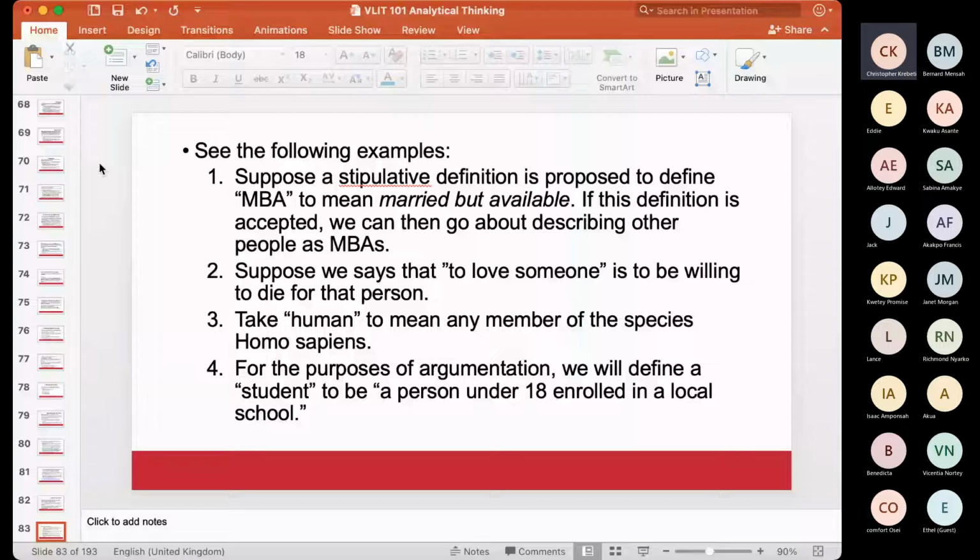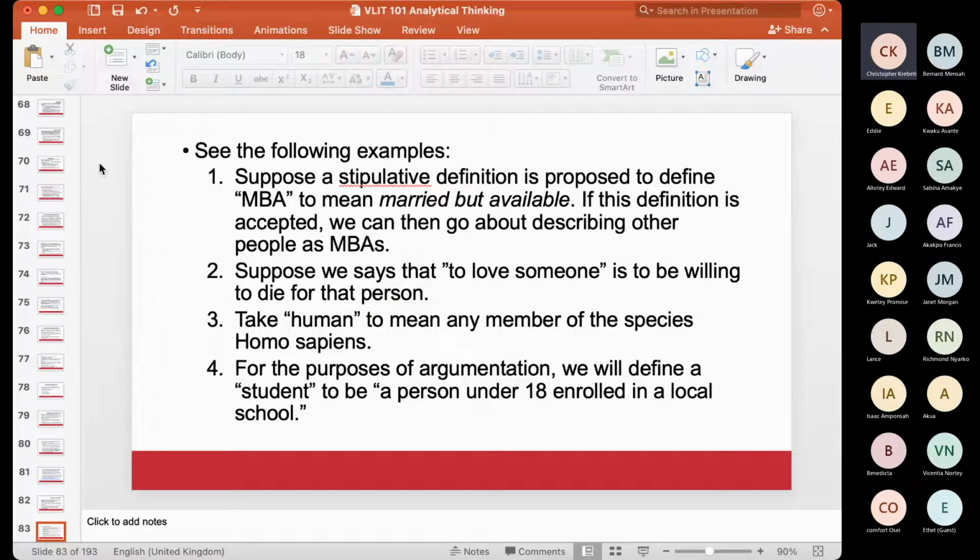Right. Suppose we say that to love someone is to be willing to die for that person. Right. Then anytime somebody says I love you, it means that the person is willing to die for you. Then it becomes a stipulative definition. Take human to mean any member of the species Homo sapiens. For the purpose of argumentation, we will define, I think we can bring it in.